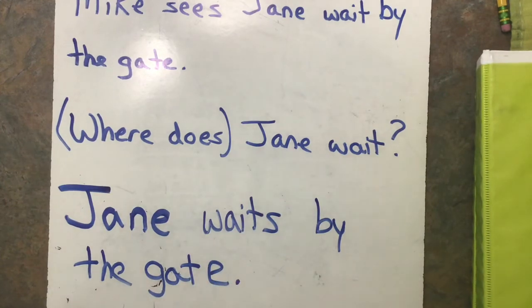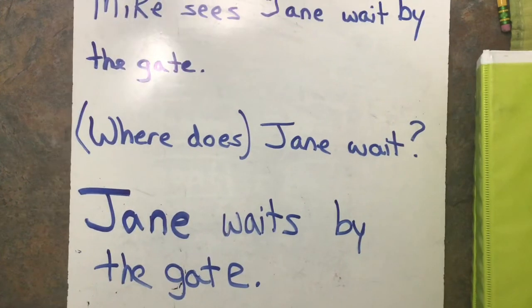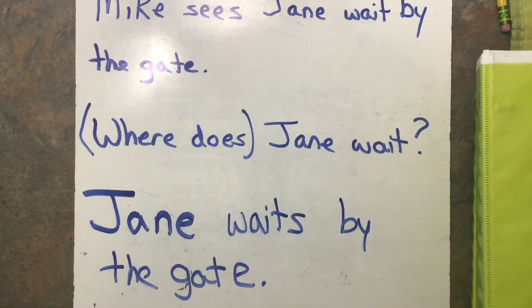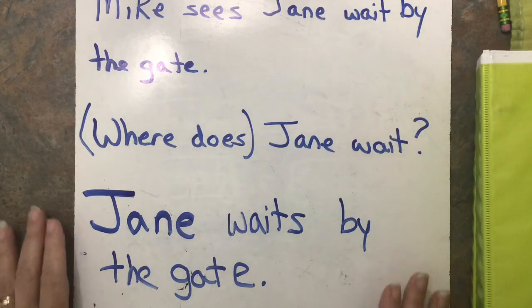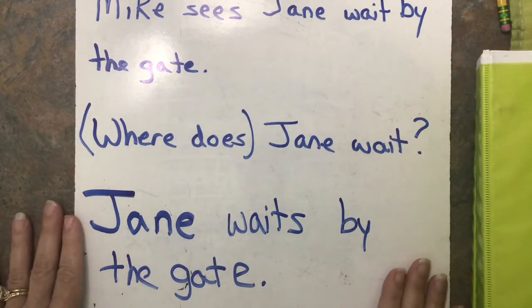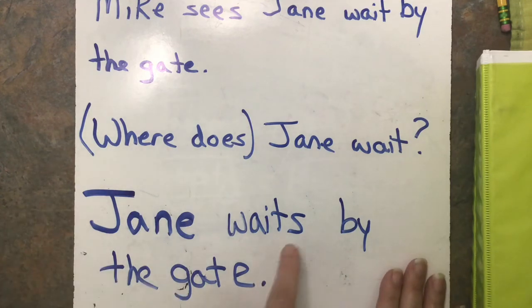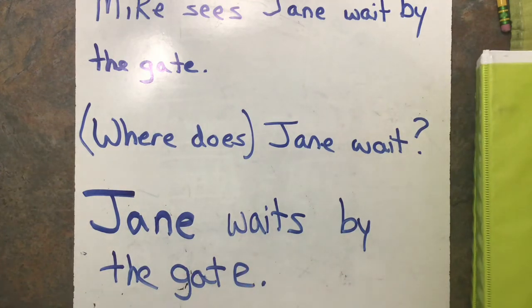The importance of being able to answer in complete sentences is helping us with our writing. If we can think in complete sentences, then we can write in complete sentences. So that's what we've been working on all year long, being able to answer and think in complete sentences. Where does Jane wait? Jane waits by the gate. And using the correct form of the verb, the action word, is also very important to our writing skills.